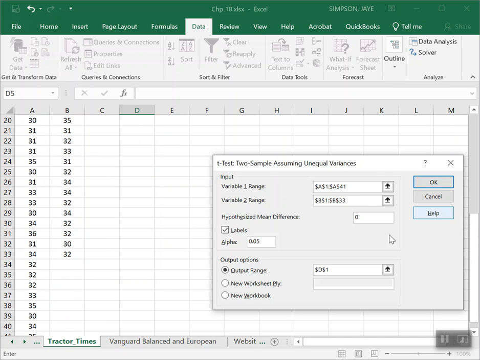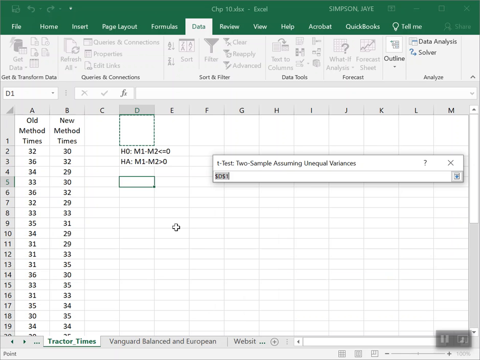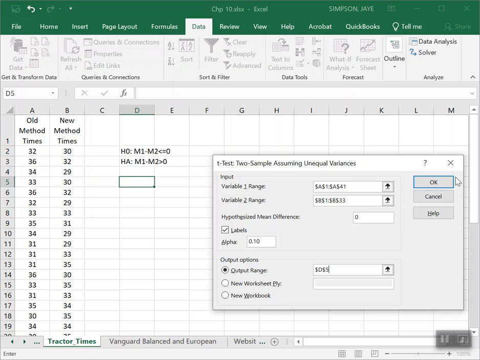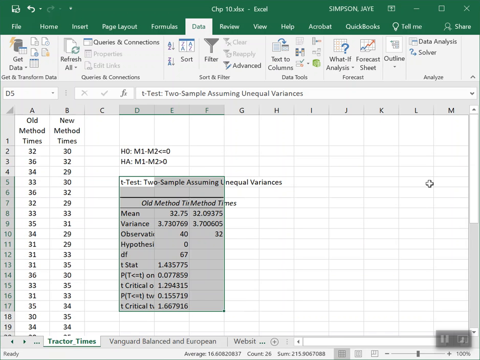Okay. Now I'm hypothesizing that the mean difference is 0. I'm going to use my labels. And now let's look at this with a 10% significance level. Let's just see what happens. So let's change this to 0.10. And I do want to change my output range. Let's put the output here in D5. And now I'm going to press OK.